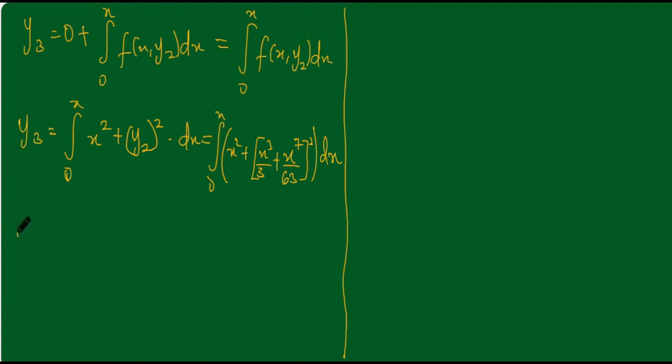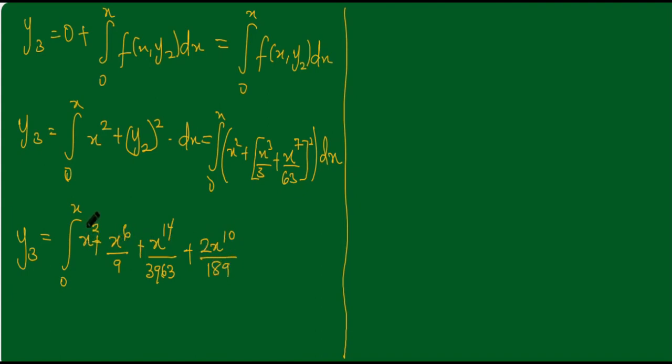So we have our y3 now to be the integral from 0 to x of x squared plus x raised to power 6 divided by 9 plus x raised to power 14 divided by 3,969. This is me expanding the brackets for the y2. Plus 2x raised to power 10 divided by 189. So we are integrating all this with respect to x.